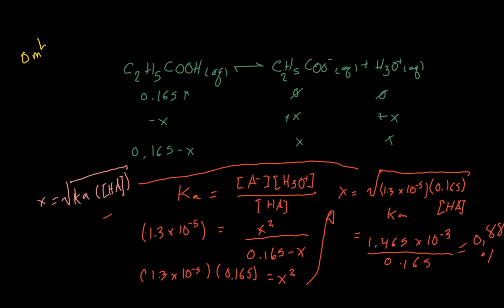That's no problems whatsoever. All right, so that means that we've got this 1.465 times 10 to the negative 3. We're going to keep that as our x value. That is good to go. All right, 1.465 times 10 to the negative 3.